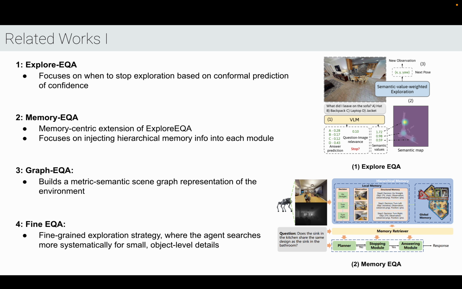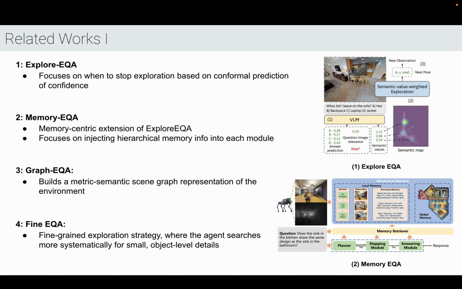We survey a number of related works, notably Explore EQA, Memory EQA, Graph EQA, and Find EQA. Each of these methods uses a different focus when solving this problem. For example, stopping exploration based on conformal predictions of confidence, injecting hierarchical memory into each module, building an explicit metric semantic scene graph, or using a more fine-grained exploration strategy.